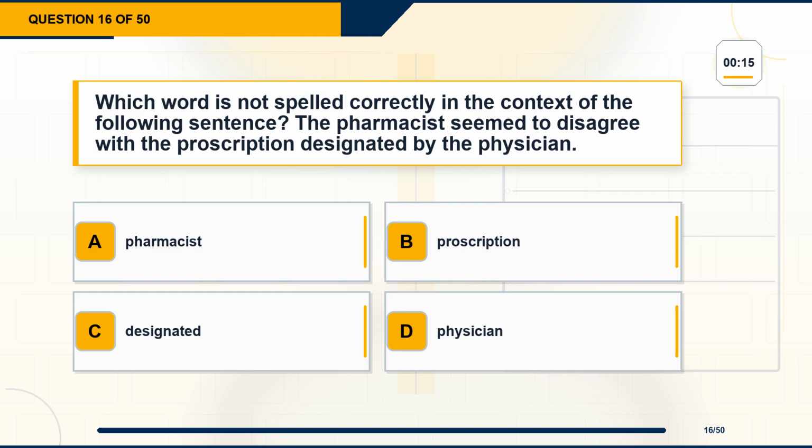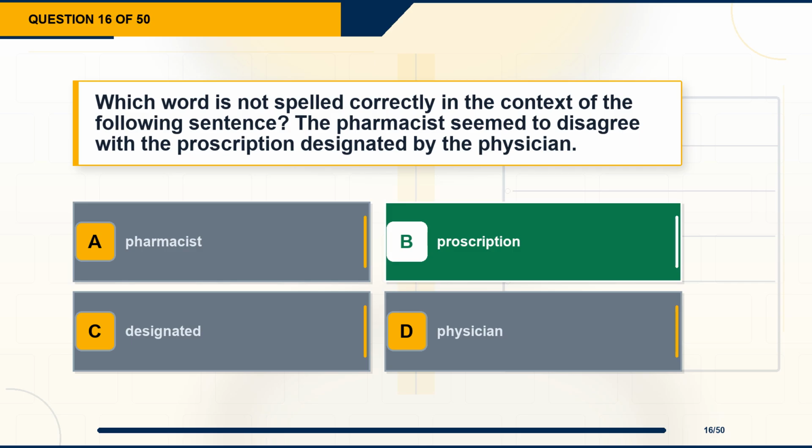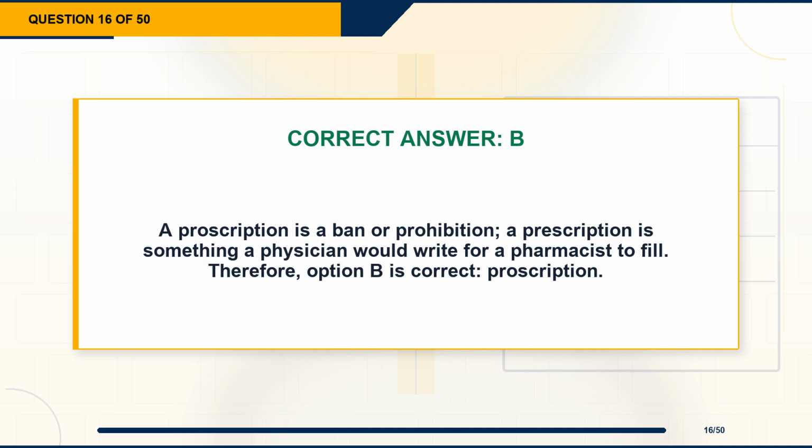Question 16. Which word is not spelled correctly in the context of the following sentence? The pharmacist seemed to disagree with the prescription designated by the physician. Option A, pharmacist. Option B, prescription. Option C, designated. Option D, physician. The correct answer is option B, prescription. Explanation. A proscription is a ban or prohibition. A prescription is something a physician would write for a pharmacist to fill. Therefore, option B is correct.